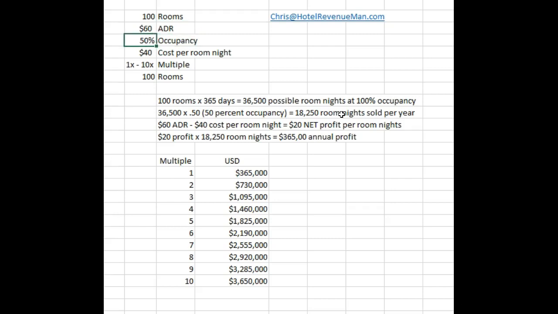For this example, there's 50% occupancy, and the numbers I got for this real property was 50% annual occupancy. That's not very good. But a lot of times you'll see this in tourist destinations where maybe it's really busy in the summer and slow the rest of the time, or they have busy and slow seasons. So by the time you average out the busy and the slow seasons, they're about half full.